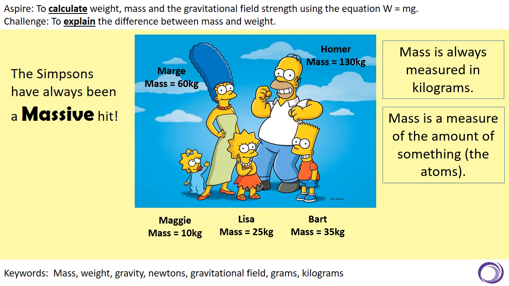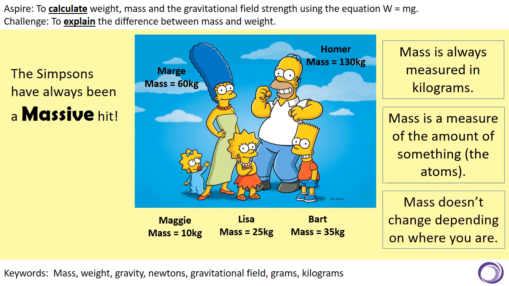Mass is a measure of the amount of something that we've got, so it's to do with the number of atoms and what those atoms are. Mass doesn't change depending on where you are. So if Homer's got a mass of 130 kilograms and he goes somewhere else, he's still got a mass of 130 kilograms, unless he decides to lose weight, that is.